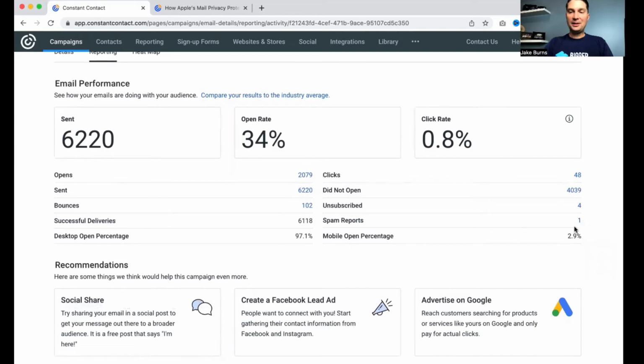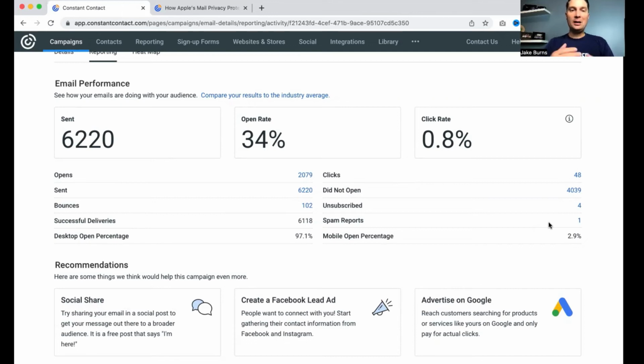Spam reports. This is somebody who thinks that maybe we're just sending them too many emails. A lot of times that's what happens. We didn't really spam them because we've never spammed anybody. It's not what we do. But it's something to look at. Again, if you have a high number of spam reports, there's a reason. Why is that? It's something to look into.